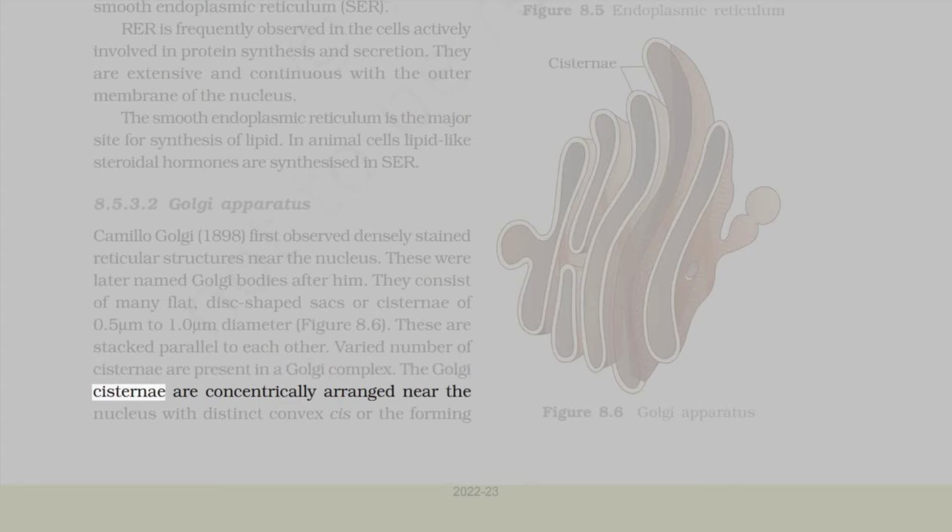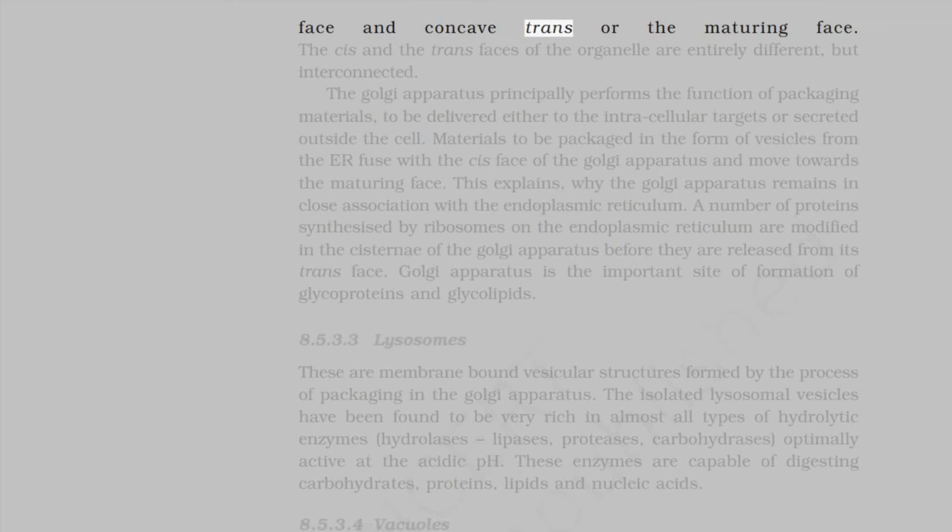The Golgi cisternae are concentrically arranged near the nucleus with distinct convex cis or the forming phase and concave trans or the maturing phase. The cis and the trans phases of the organelle are entirely different but interconnected. The Golgi apparatus principally performs the function of packaging materials to be delivered either to the intracellular targets or secreted outside the cell. Materials to be packaged in the form of vesicles from the ER fuse with the cis phase of the Golgi apparatus and move towards the maturing phase.